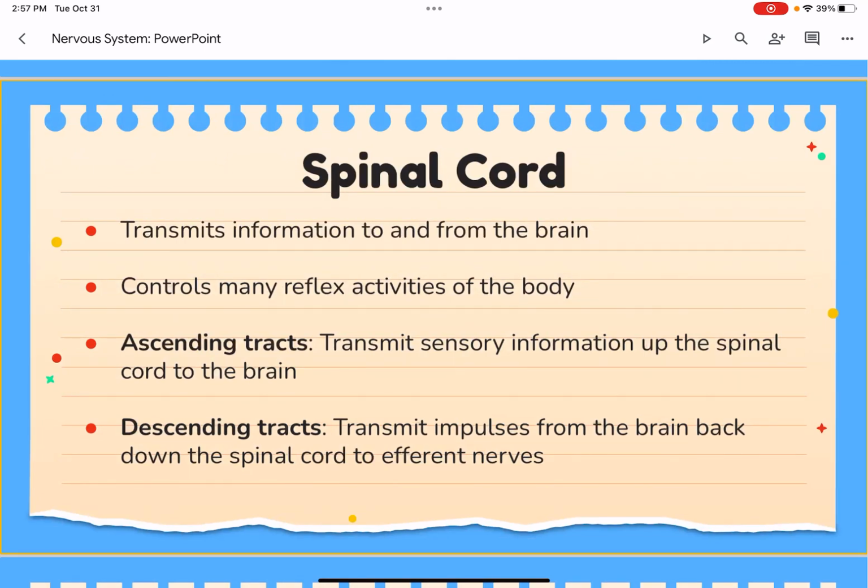Next, we have the spinal cord. It transmits information to and from the brain. It controls many reflex activities of the body. The ascending tracts transmit sensory information up the spinal cord to the brain. Descending tracts transmit impulses from the brain back down the spinal cord to efferent nerves.